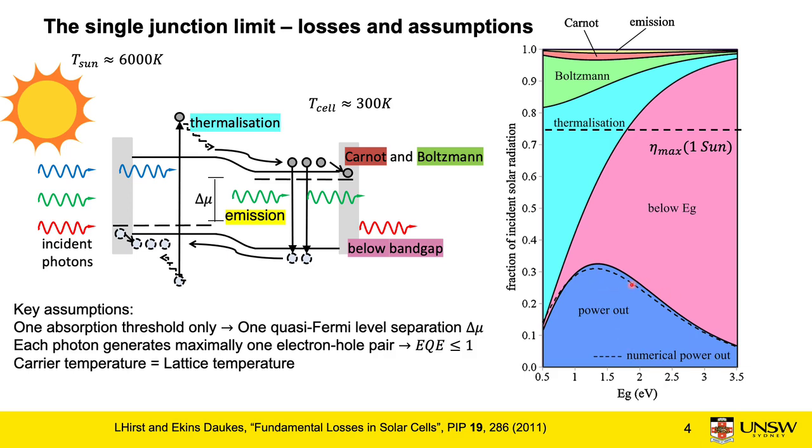This limit can be overcome in various ways, and in this talk I'm going to classify the different approaches according to the processes that occur and according to the key assumptions here that are broken. So most of the advanced concepts break the assumption that there's only one absorption threshold in the device and therefore only one quasi-Fermi level separation. Some also break the assumption that each photon generates maximally one electron-hole pair, so that the EQE is smaller than 1. And there's one that breaks the assumption that the carrier temperature equals the lattice temperature.